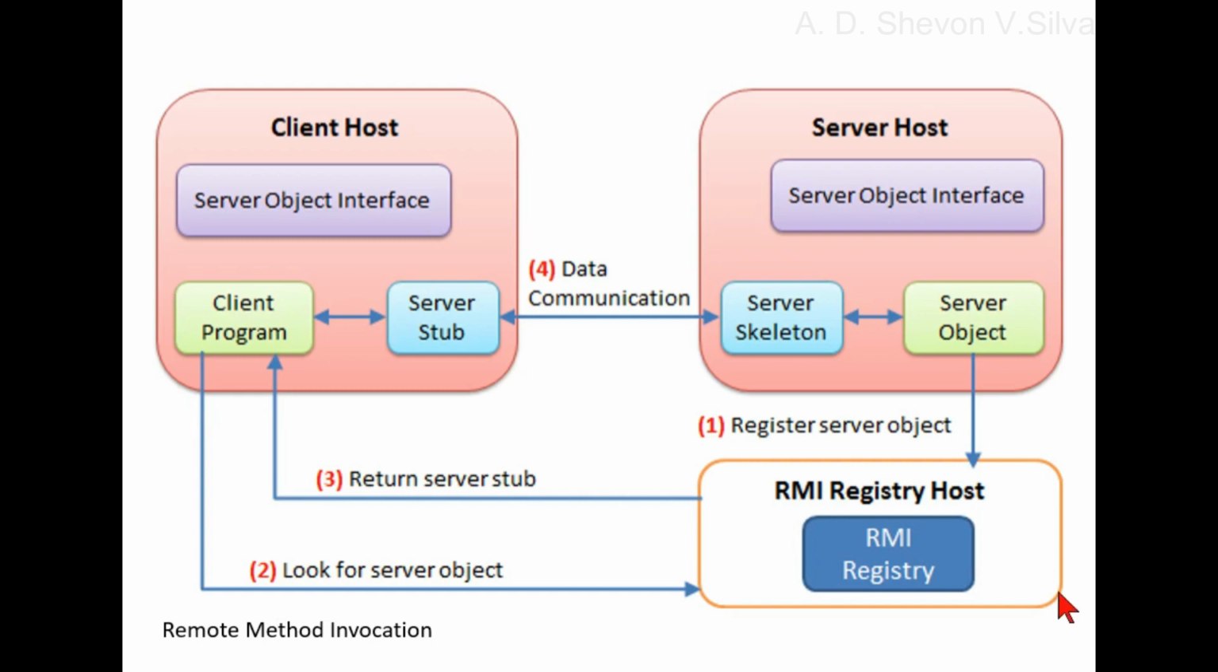And simply, server objects register the server object with the RMI registry here, in the RMI registry host here, and the client program looks for the server object in the RMI registry host, and the RMI registry host returns the service stub to our client program, and data communication then occurs between the server stub and the server skeleton here.